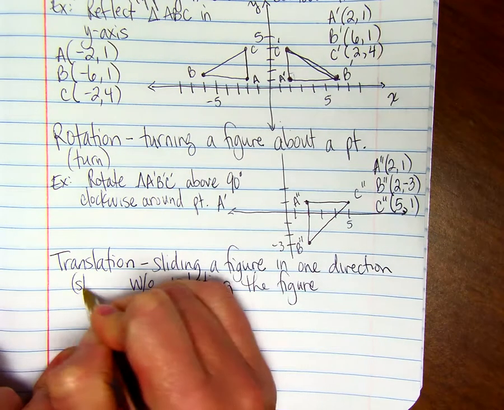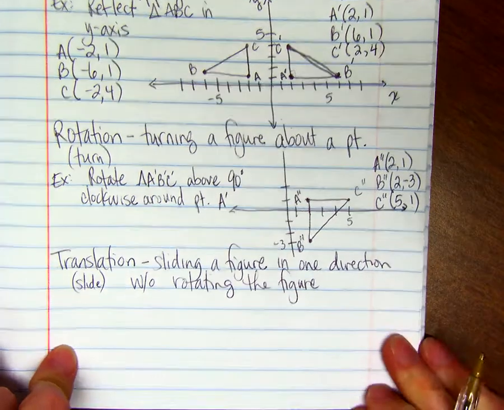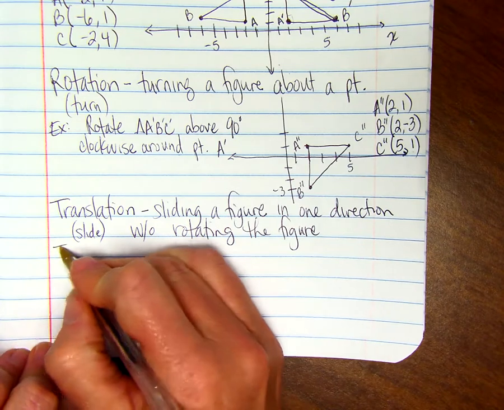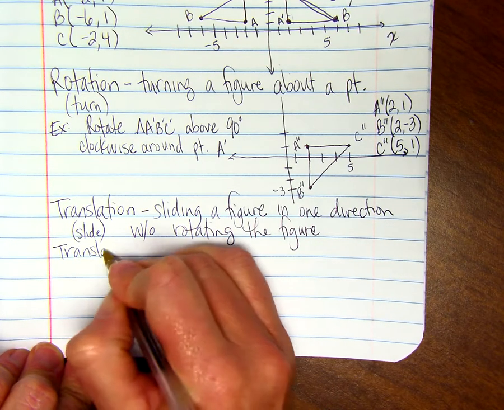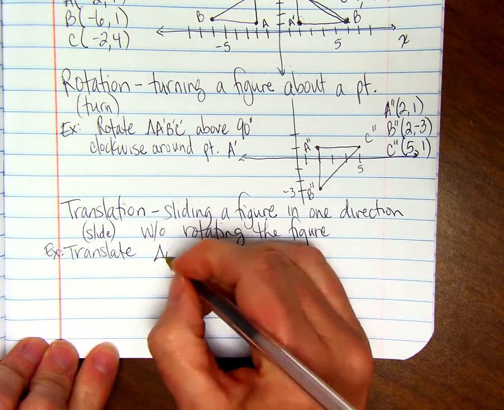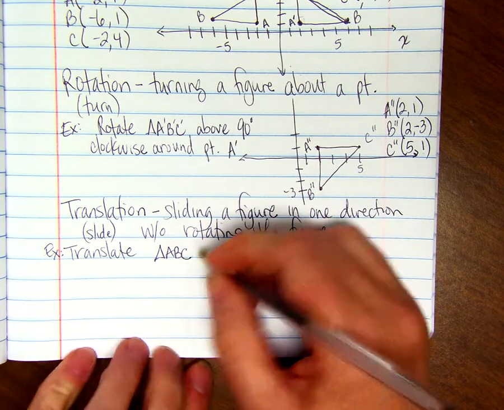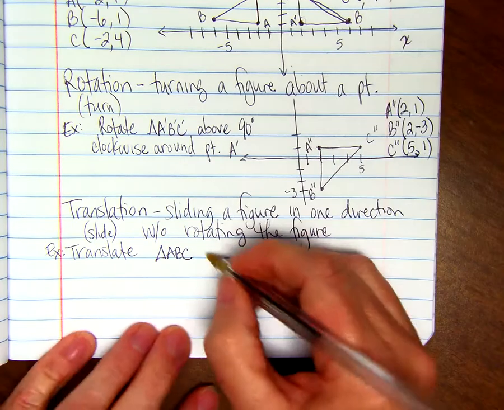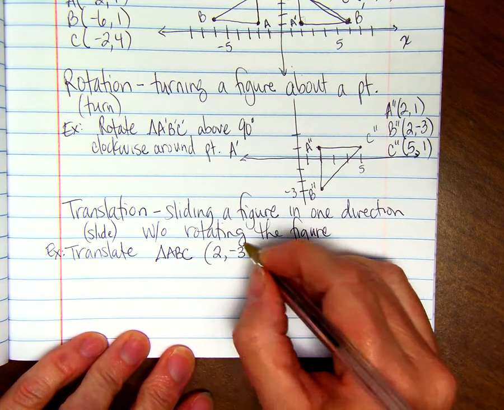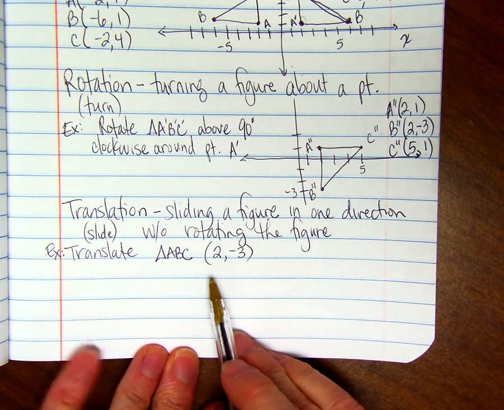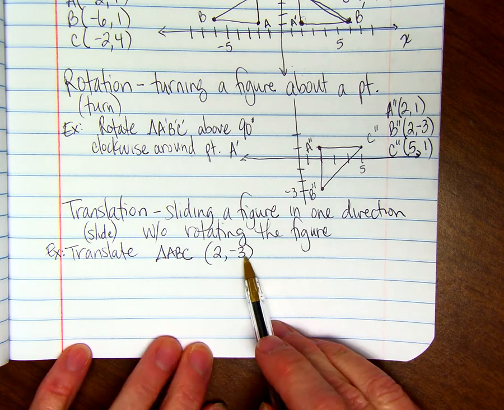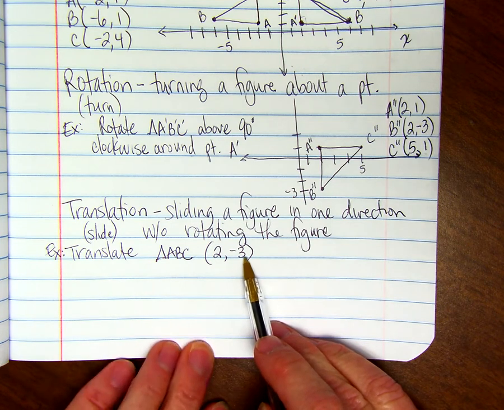So if you see a slide, you know that it's called a translation. So we want to translate, here's our example, triangle ABC, that's from our very first problem above, and we're going to do it along the vector 2, -3. That means every x value we're going to go 2 to the right, and then we're going to go down on the y value 3 units.